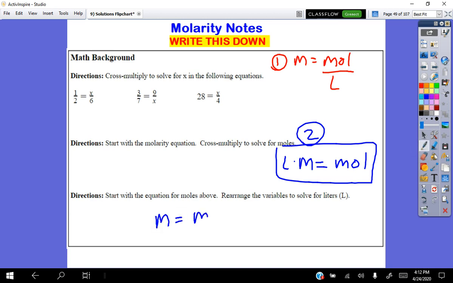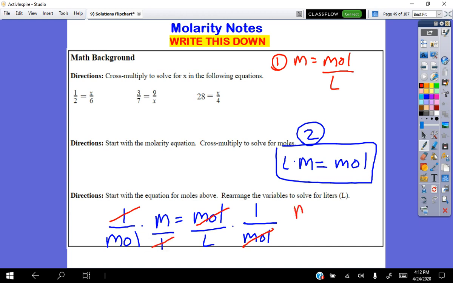So molarity is equal to moles over liters, but this time I want moles to be canceled out, and I want liters by itself. So I'm going to multiply both sides of my equation by a fraction, 1 over moles. By doing this, I will cancel out moles. Here, the 1's cancel on the other side, and then I'm going to combine like terms. So molarity over moles is equal to 1 over liters.